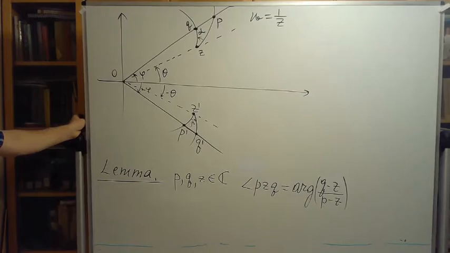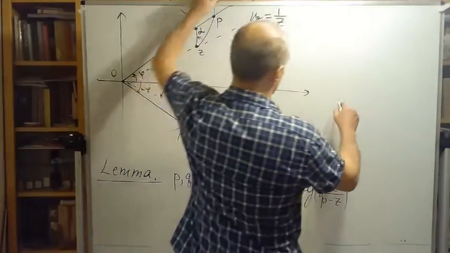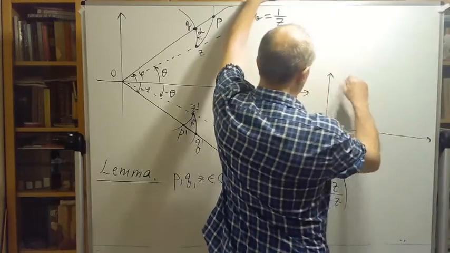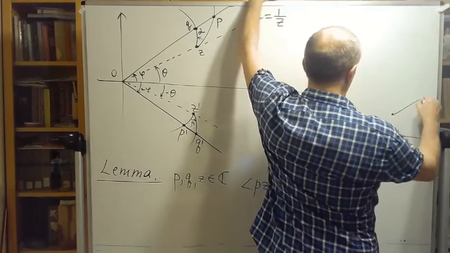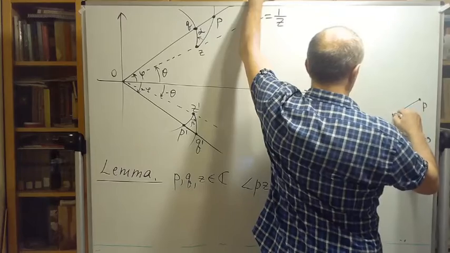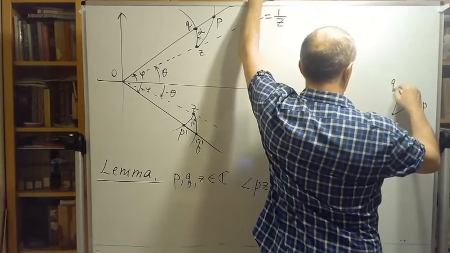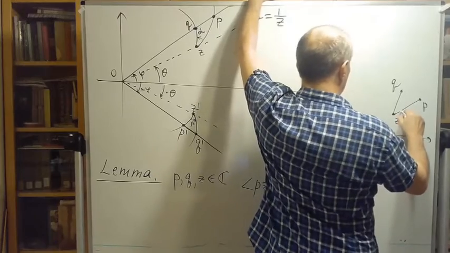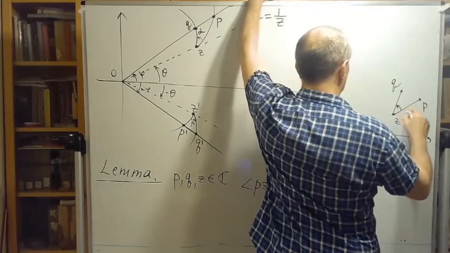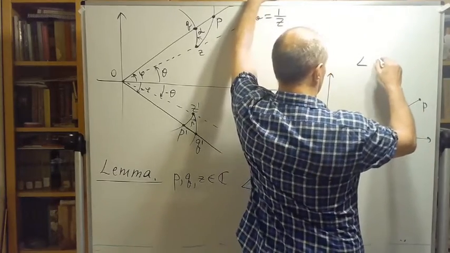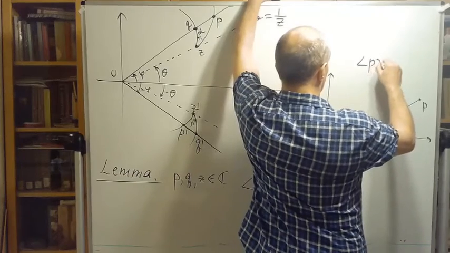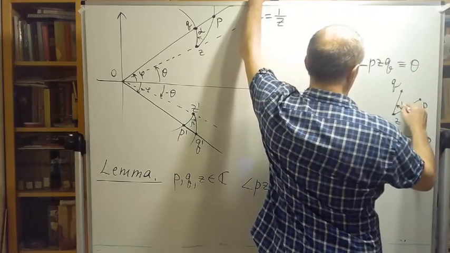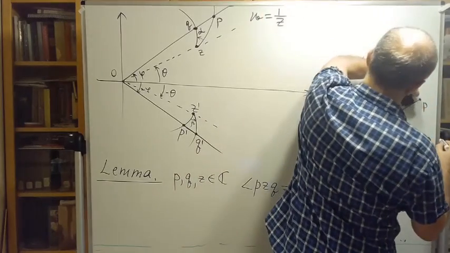Let's see, I will make a picture here. Suppose we have 3 points. Suppose this is P, this is Q, and this is Z, right? And the angle between them, angle PZQ, I will denote theta for convenience. This will be theta.